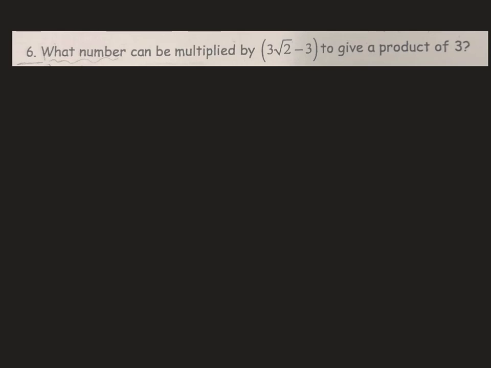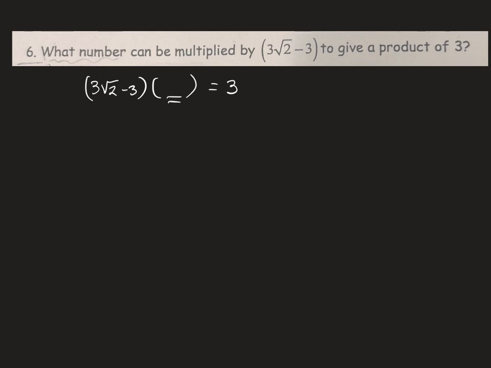Alrighty, let's take a look at this question. They're asking what number can be multiplied by 3 root 2 minus 3. So we want to multiply it by some number to give a product. Product is the multiplying that they already mentioned. And the product, the answer, is 3.